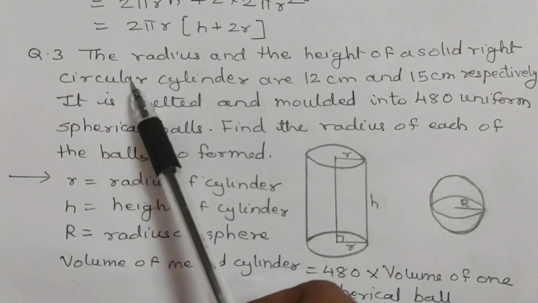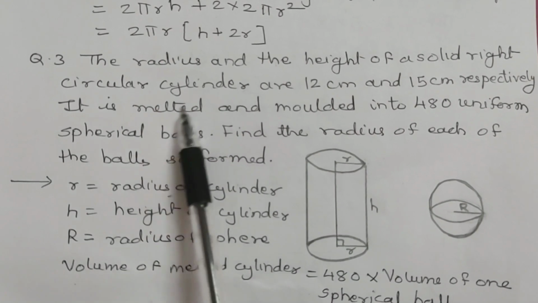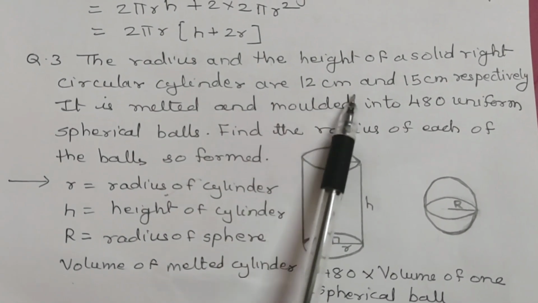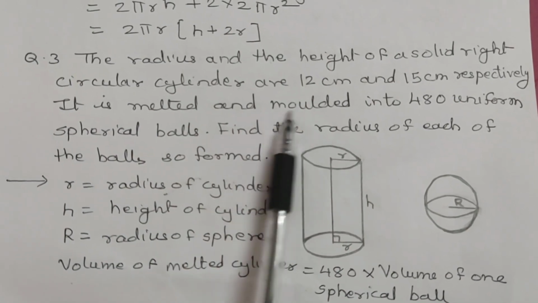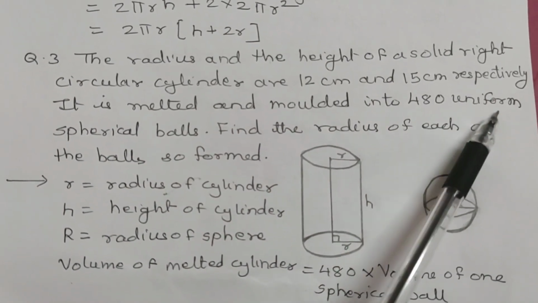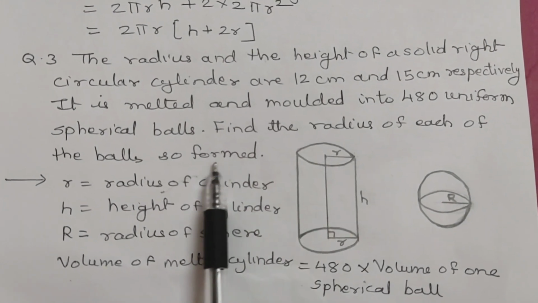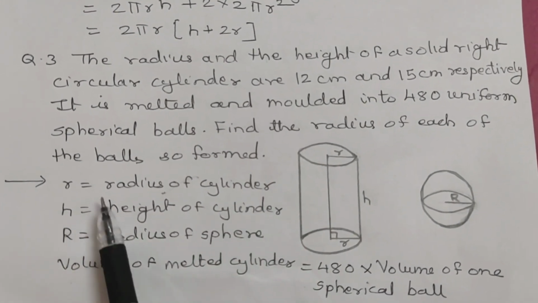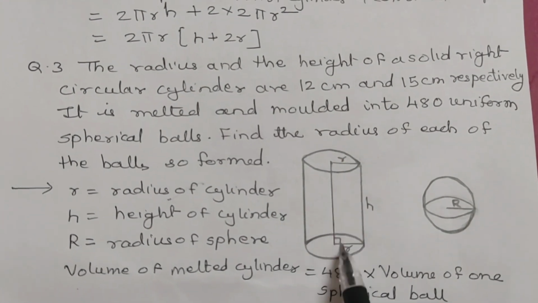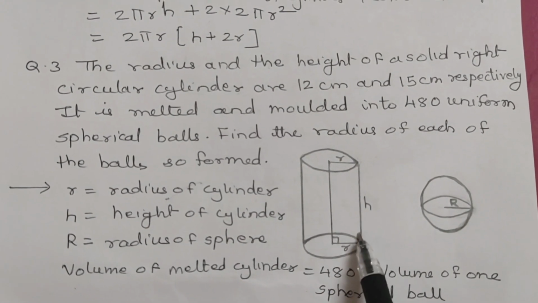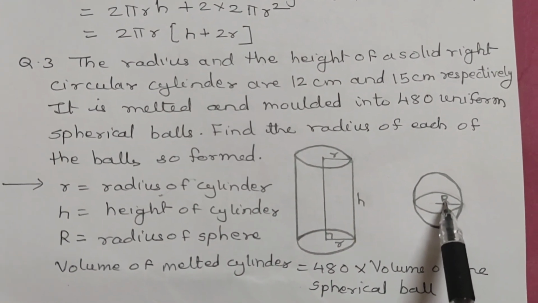Question number 3. The radius and the height of a solid right circular cylinder are 12 centimeter and 15 centimeter respectively. It is melted and molded into 480 uniform spherical balls. Find the radius of each of the balls so formed. Given small r is the radius of the cylinder, h is the height of the cylinder, and capital R is the radius of the sphere.